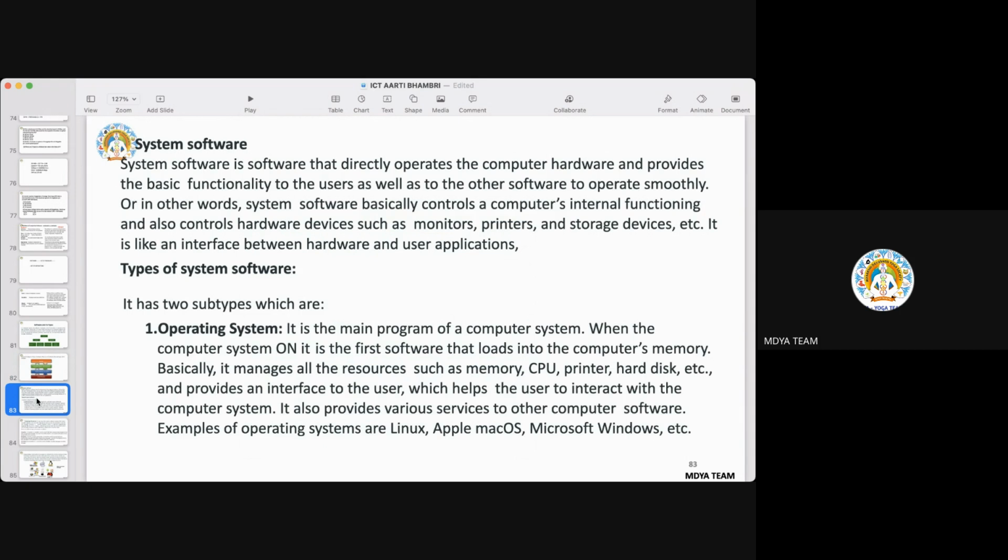Now, we have seen two types of system software. One is operating system. So it is the main program of a computer system. Every manufacturer of a computer system has to have some operating system, because, as the name implies, for the operation of the task, for the functioning of all the units inside the computer, they need certain commands. And that is what the operating system is. So we need operating software. When the computer system is on, it is the first software that loads into our computer memory.